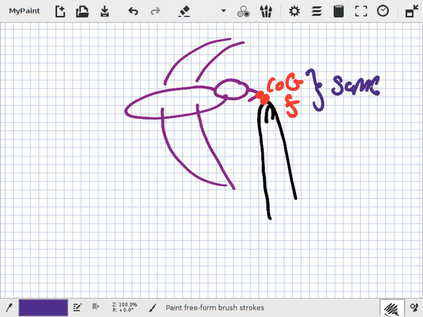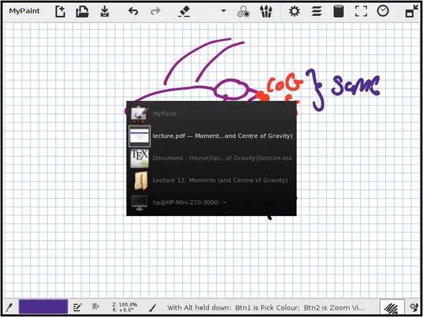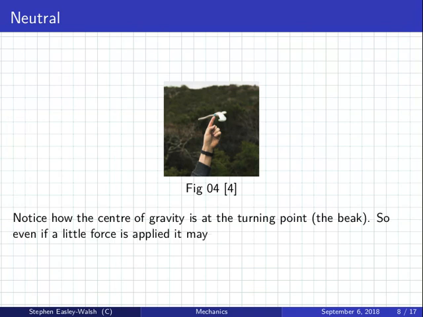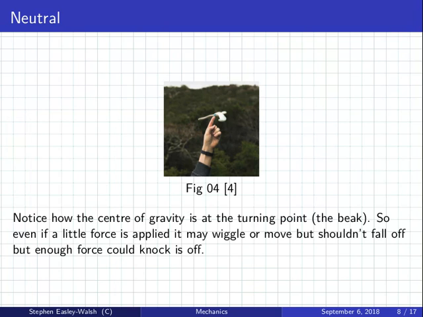So it's kind of weird. It's called neutral. It means the bird will stay there, but you can still kind of move it, and it moves around a little bit. But it doesn't fall. It's kind of all balanced. We call this one here neutral. So the center of gravity is at the turning point, the beak. So even a little force may make it move, but it shouldn't fall off. You could maybe hit the bird and it might move a little bit, but it shouldn't really fall off. Now if you hit it hard enough, you can knock it off.